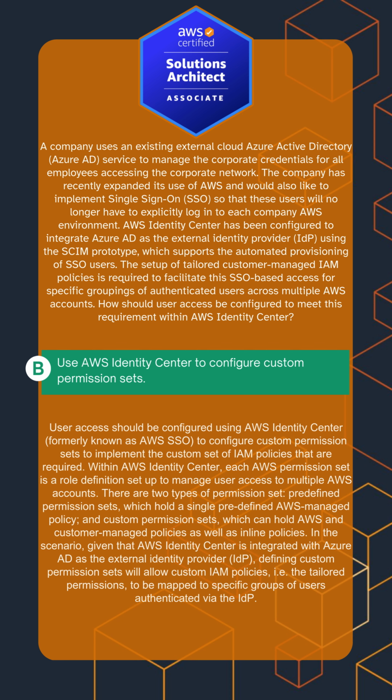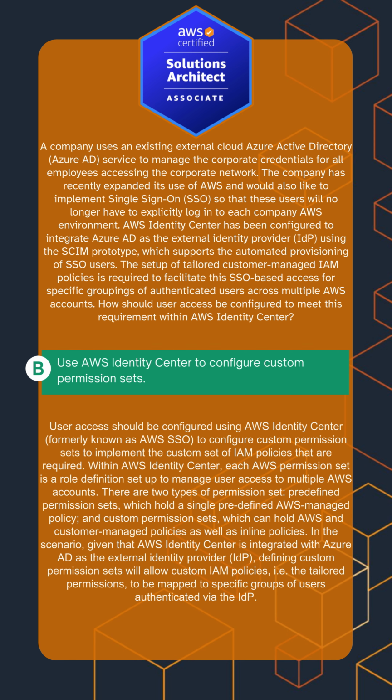The correct answer is, use AWS Identity Center to configure custom permission sets. User access should be configured using AWS Identity Center, formerly known as AWS SSO, to configure custom permission sets to implement the custom set of IAM policies that are required.